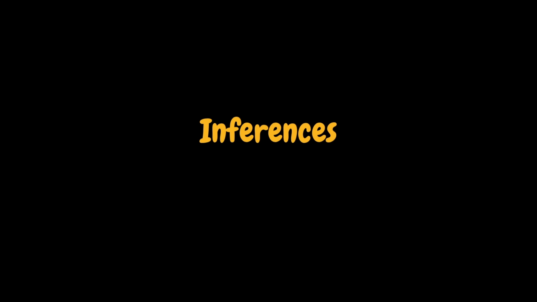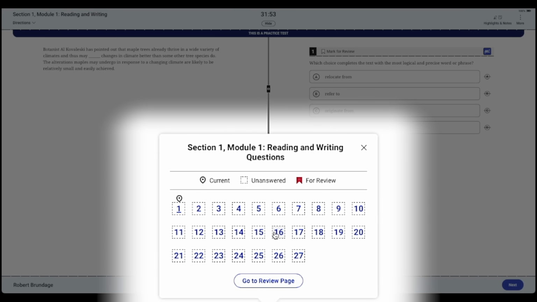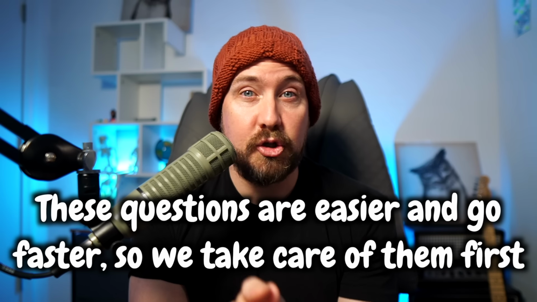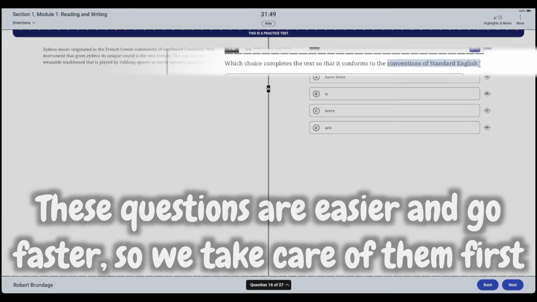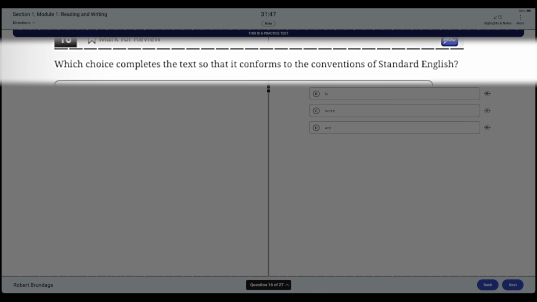Okay, here's what you actually need to know about the SAT English test. And I will be covering every single type of question on the exam, but first thing I want you to do is skip the first half of the test. No, I'm serious. I want you to skip to around question 16 or so when you get into the grammar and punctuation questions, which are going to have this question stem talking about standard English conventions.